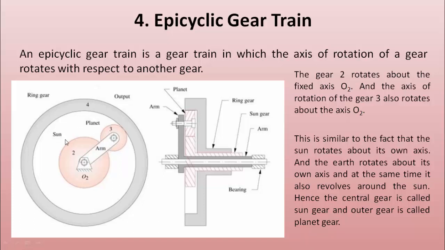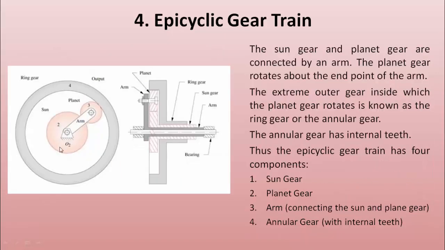So this always reminds you of your sun and planets. This is your sun, which is rotating on its own axis. These are your planets, for example Earth, which is rotating about its own axis, and at the same time it is revolving around the sun also. That is why this central gear is known as the sun gear, and these gears are known as planet gears. And the final outer gear inside which this planet gear rotates is known as the annular gear. The annular gear has teeth on the inside.